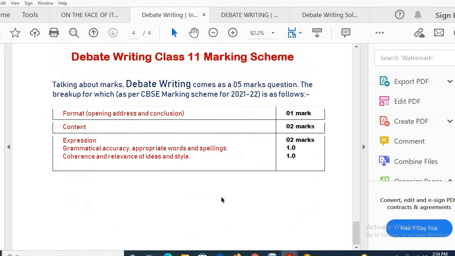Now 5 marks is there for debate writing. The format 1 mark, content 2 marks, grammatical accuracy and spellings 1 mark, coherence and relevance of ideas and style 1 mark. Actually grammatical accuracy, relevance of ideas and style are all within this expression. So if you add up all this, it is 5 marks. If there is any change, I will let you know, don't worry about it.